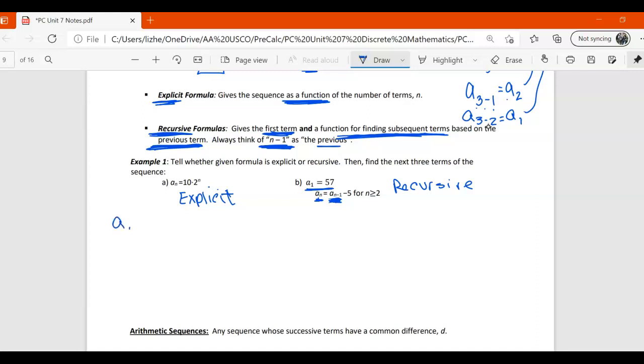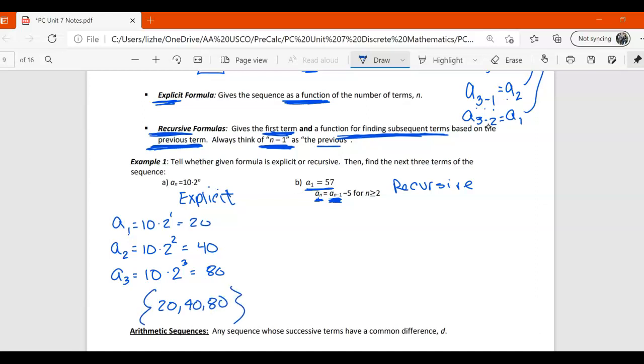So let's find A1. We don't know what that is. And so that would be 10 times 2 to the 1. N is 1 here, and that gives me 20. A2 is 10 times 2. N is 2, so I put a 2 there, and I get 40. A3 is 10 times 2 cubed, which is 80. And so my answer here would be 20, 40, 80. Those are the first three terms of the sequence.